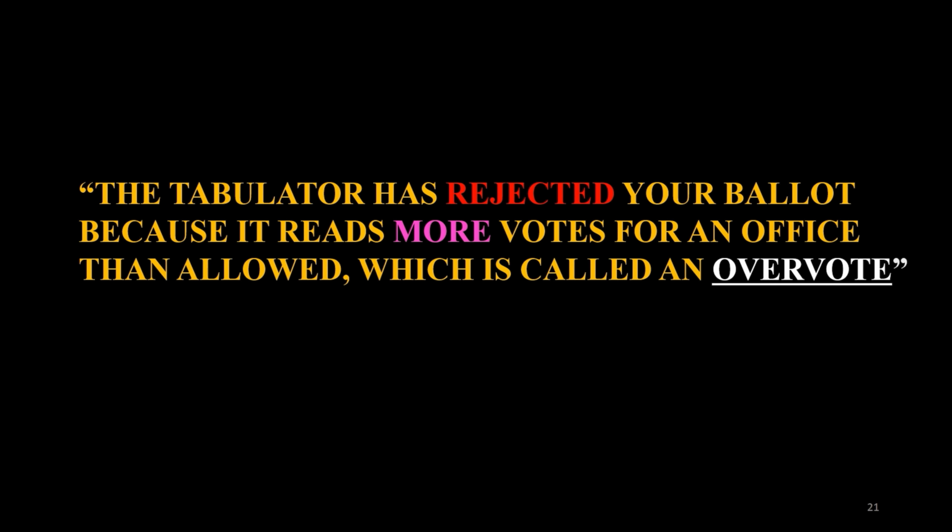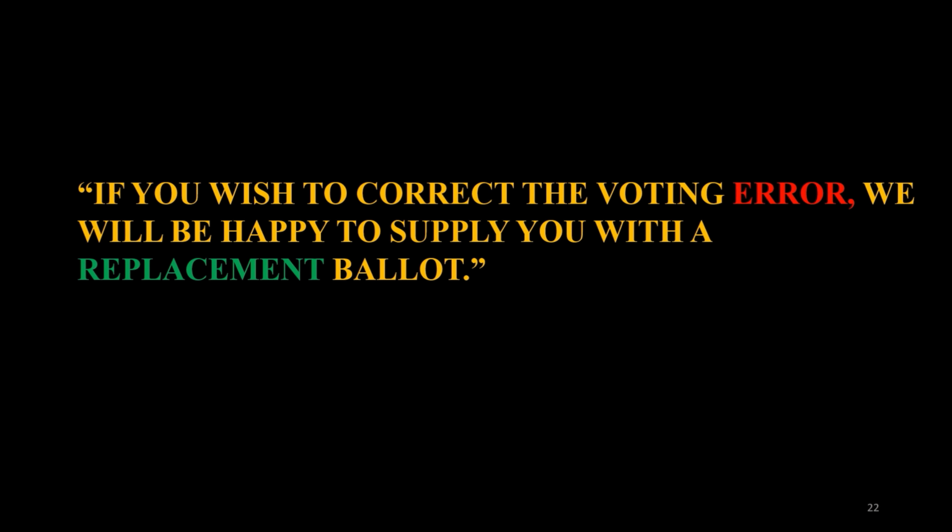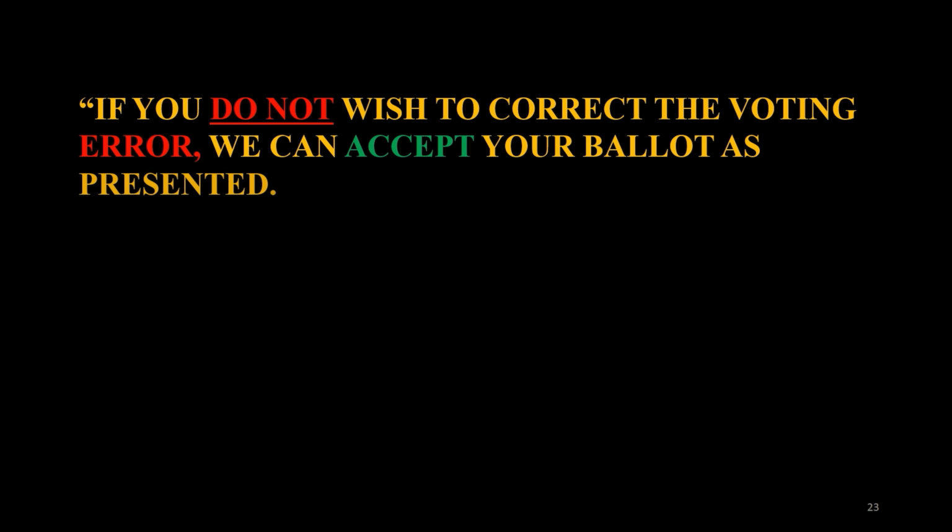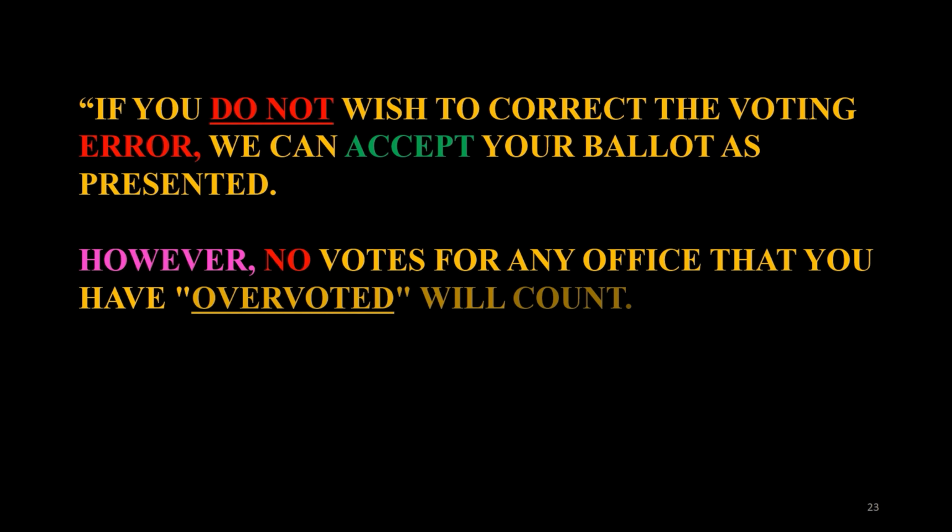The tabulator has rejected your ballot because it reads more votes for an office than allowed, which is called an overvote. If you wish to correct the voting error, we will be happy to supply you with a replacement ballot. If you do not wish to correct the voting error, we can accept your ballot as presented. However, no votes for any office that you have overvoted will count. Are you certain that you do not wish to receive a replacement ballot? If the elector insists that the ballot be processed as is, the tabulator tender shall instruct the elector to deposit the ballot in the auxiliary bin compartment.